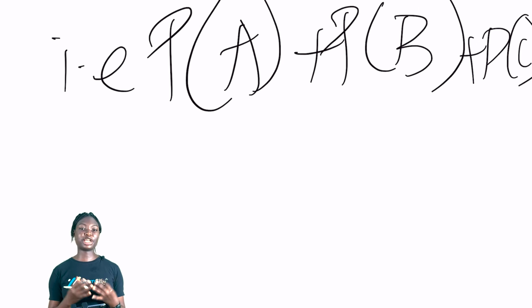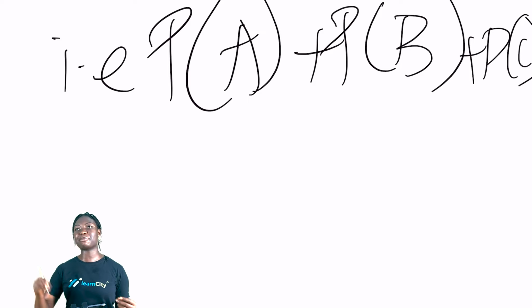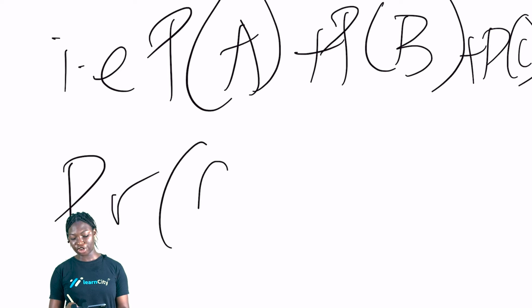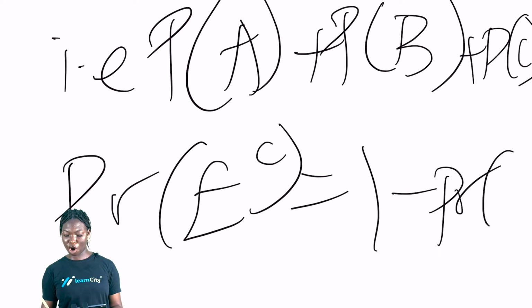Now, complementary events. We need to recall that E' is the complement of a set E. So the probability of E' will now be 1 minus the probability of E.